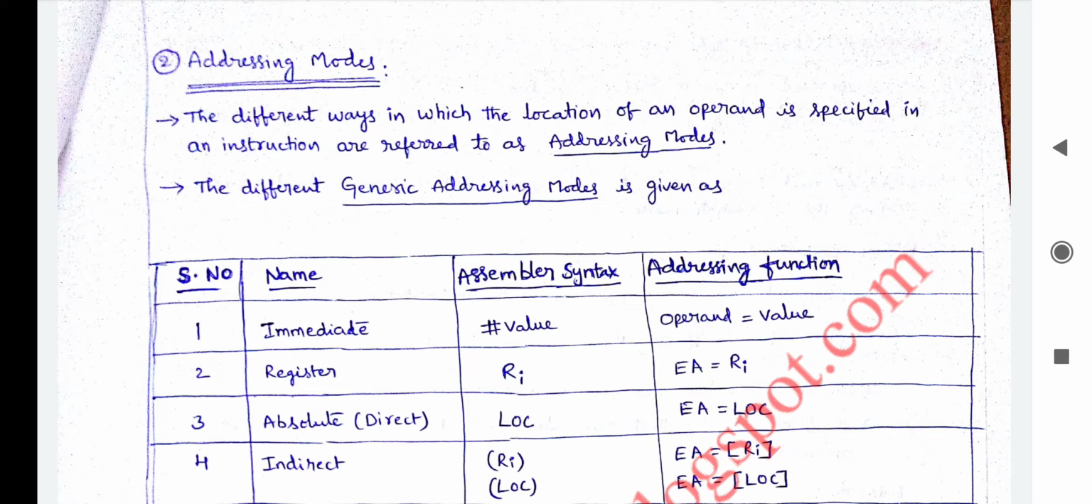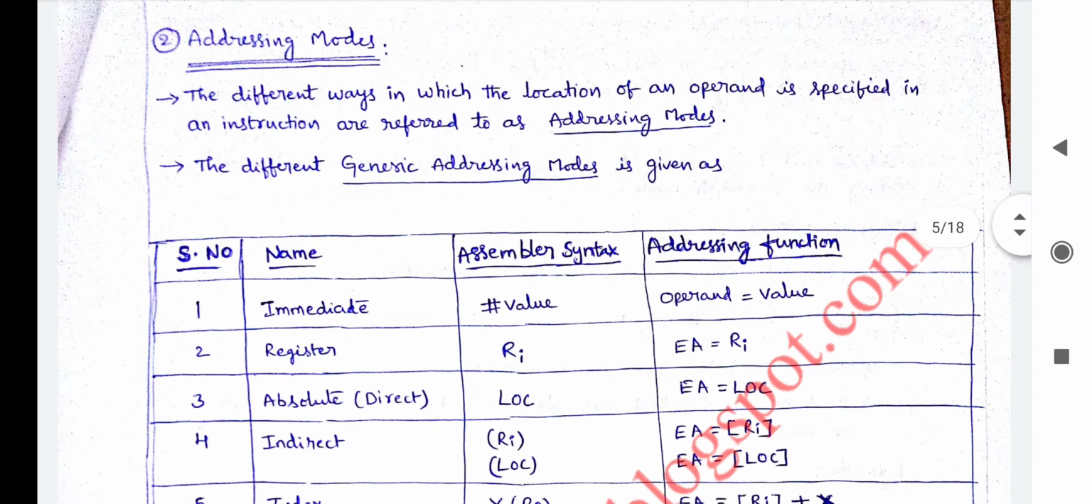Today's topic is addressing modes. I already told you the most important topics in this unit are instruction formats and addressing modes. Now we are going to discuss addressing modes. The different ways in which the location of an operand is specified in an instruction are referred to as addressing modes. Okay, that is the definition of addressing mode.